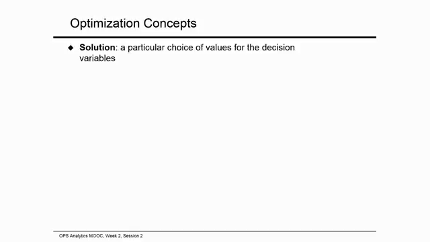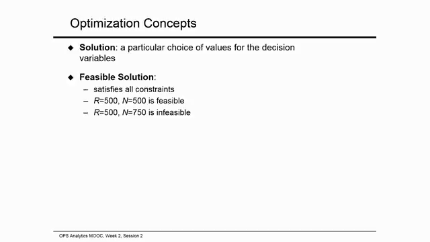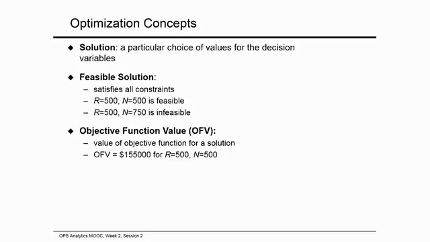A particular combination of decision variable values is called a solution. A feasible solution is one that satisfies all constraints, and an infeasible solution is one that violates at least one constraint, no matter which. The objective function value is the number that you will obtain if you plug the decision variable values corresponding to a particular solution into the objective function.